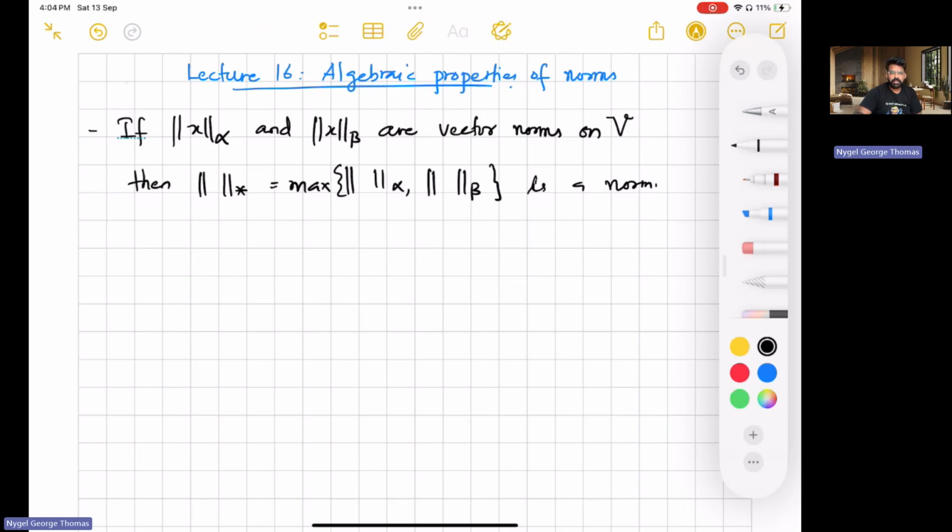It is easy to prove, so I'm not proving positive definiteness, which is pretty straightforward because the first two conditions are obvious, and the definition is the norm. We can prove homogeneity.